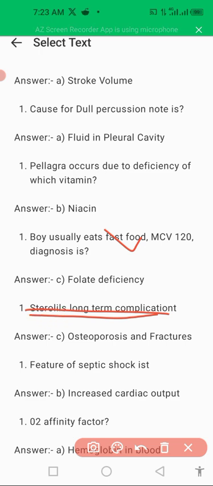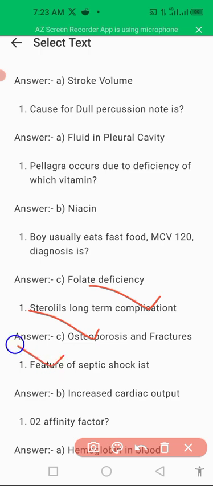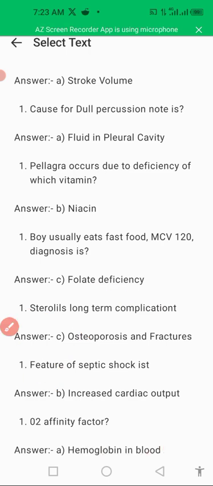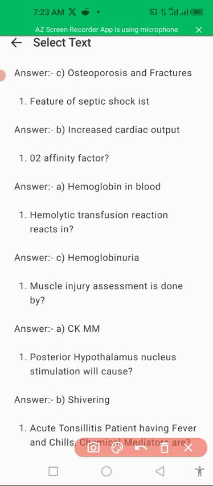Steroids long-term complication: when a person is getting steroids for a long term, then there will be osteoporosis and fracture in that person. Feature of septic shock: in septic shock there will be increased cardiac output in the patient. When cardiac output is increased, septic shock can be considered in types of shock.